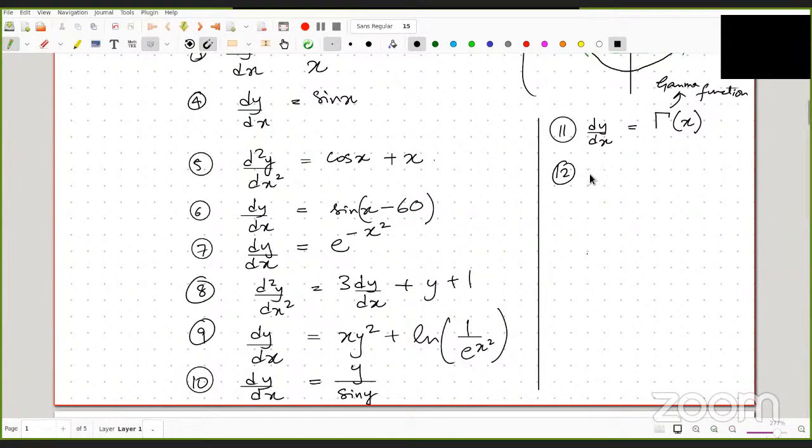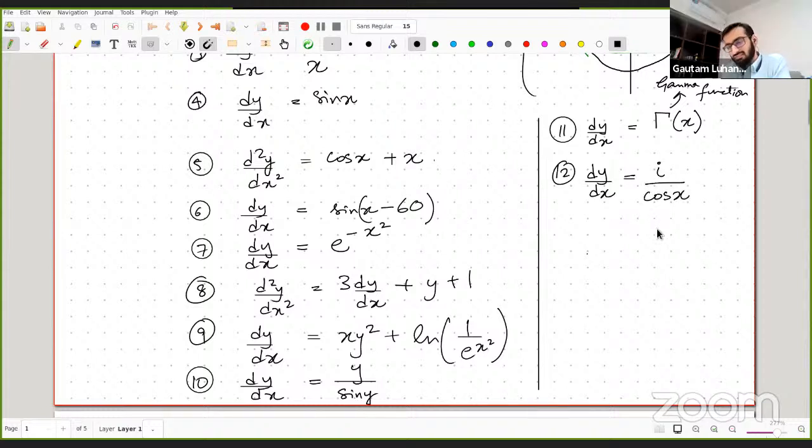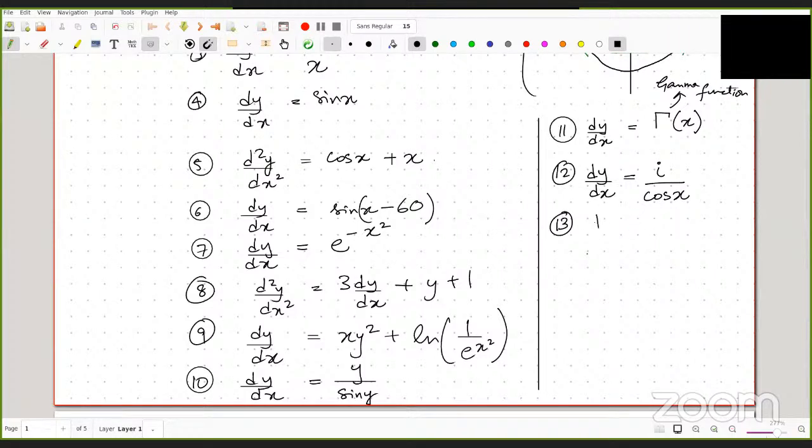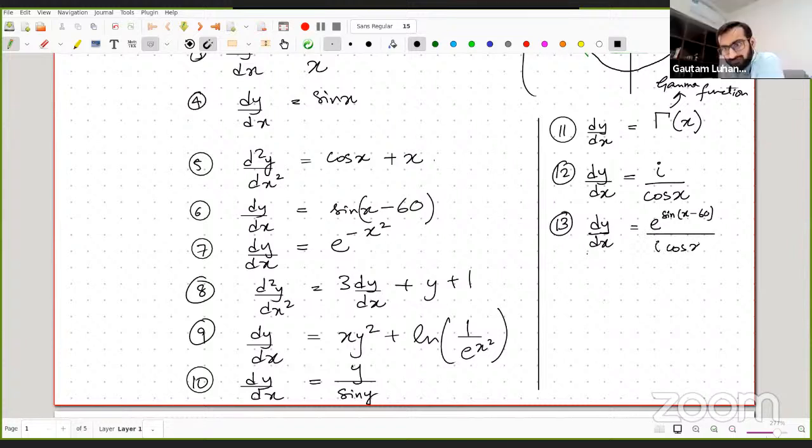Maybe dy over dx is equal to i over cos x. Okay. So now we have some complex coefficients as well. That's fine. What else? So let's take dy by dx equals e to the power of sine x minus 60, divided by i times cosine of x. This one? Okay. Yes.